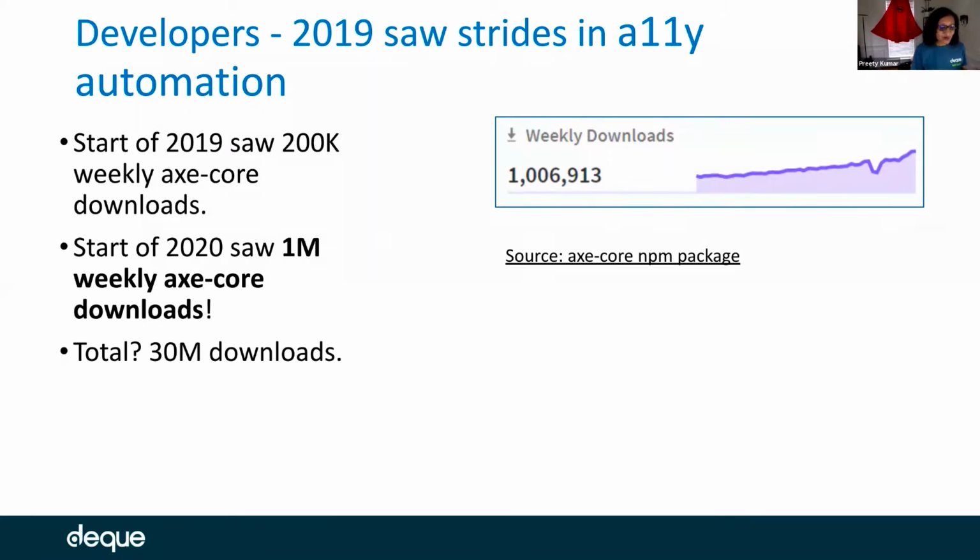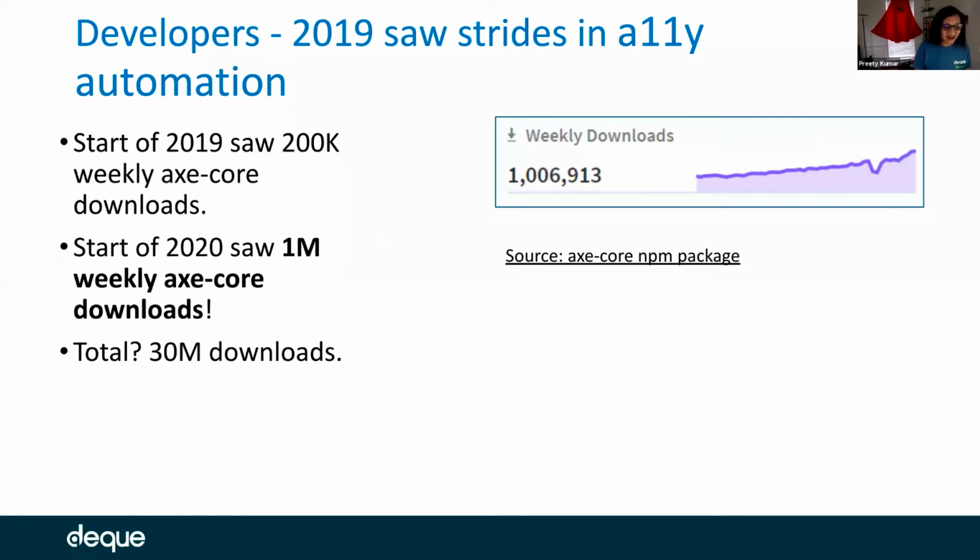So if you go to NPM, you're going to see that 1 million weekly Axe Score downloads. And we're very grateful for that, because that means it's a thriving, active, open source project with a lot of contributors, a lot of people putting attention on the rules. And what that means to you, people who use Axe Score, is that you're going to get quality rules.